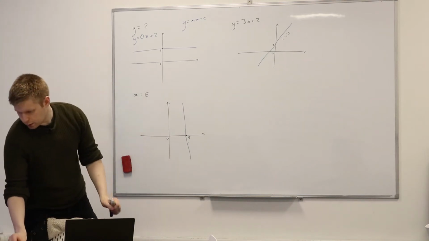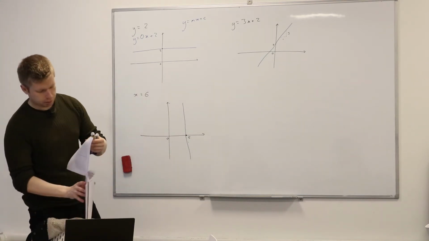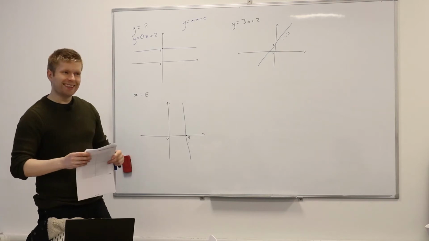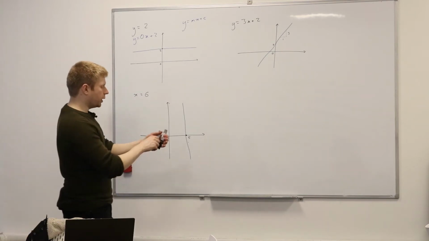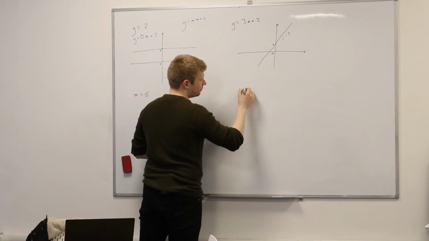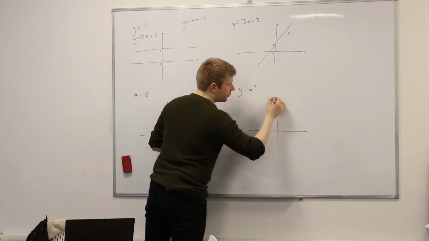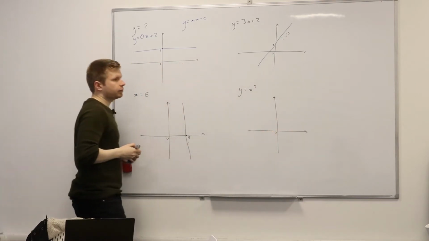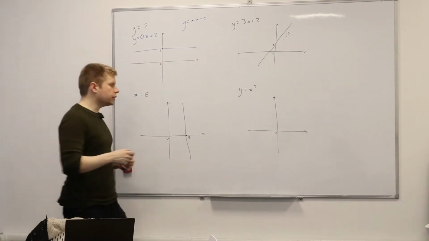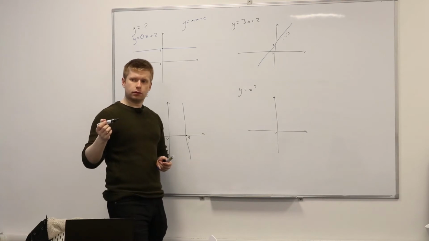Good, excellent. Did anybody have a go at the next one? Y equals x squared. We should know how to draw this one by now. So what do we get if we draw the graph y equals x squared? Good, exactly. Where's the vertex? Okay.